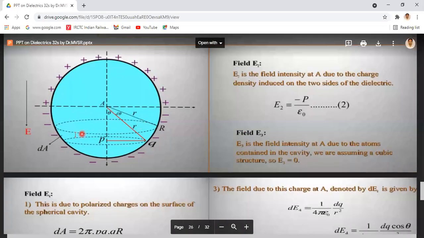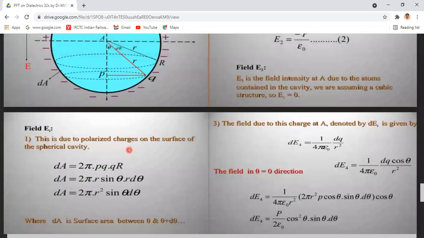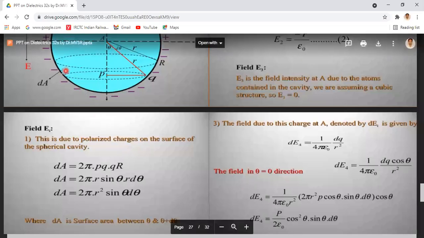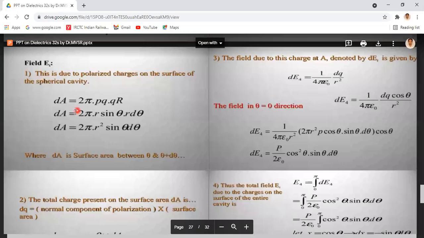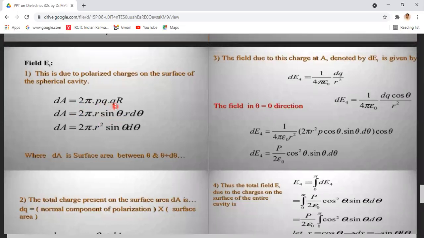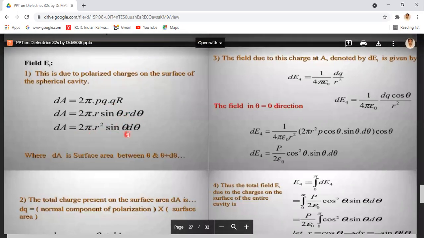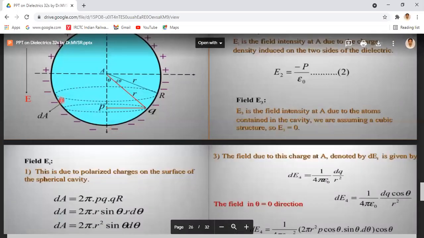Now consider the small surface area, a strip of small surface area dA on this entire spherical cavity. How much charge exists on this small surface area of a strip dA? Now dA is equal to 2 pi into PQ, which is R sine theta, and QR is R d theta. So R into R, 2 pi R squared sine theta d theta. This is the surface area of the small strip dA.